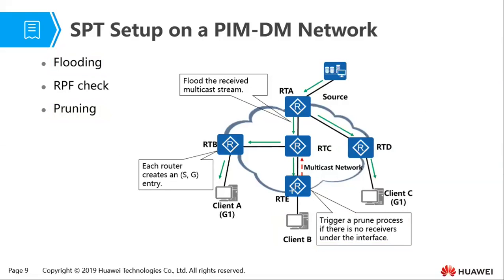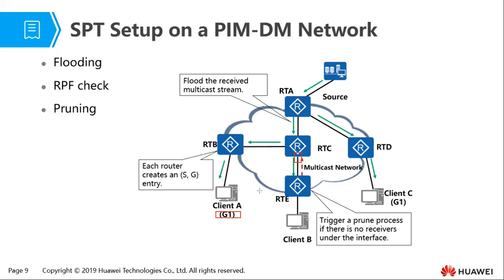So pruning is simply saying, hey, we don't want to receive this multicast packet. Because after all, in the beginning, during flooding, everyone receives it. Now, each pruned interface, for example, here, this interface that is connected to RTE is going to be pruned, meaning that we're not going to send multicast packets from group one to it, because no one needs it in this network.